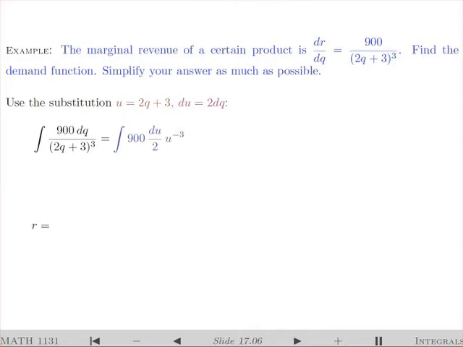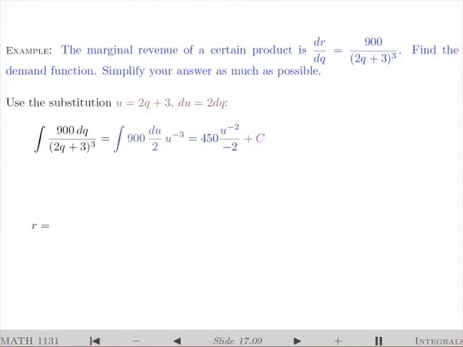Now I can integrate this using the power rule. 900 divided by 2 is 450. If I add 1 to the exponent on u to the power negative 3, then the new exponent will be negative 3 plus 1, or negative 2. So an antiderivative is u to the power negative 2 over negative 2. And then I will have plus the constant of integration.